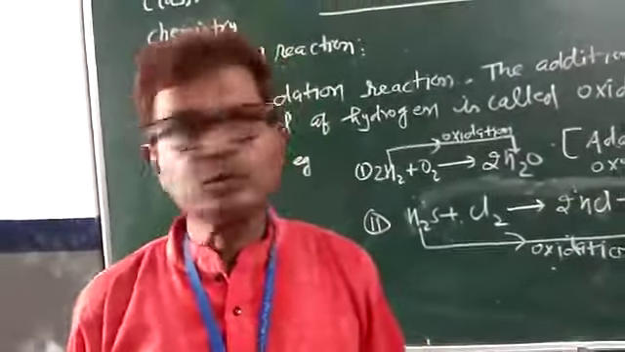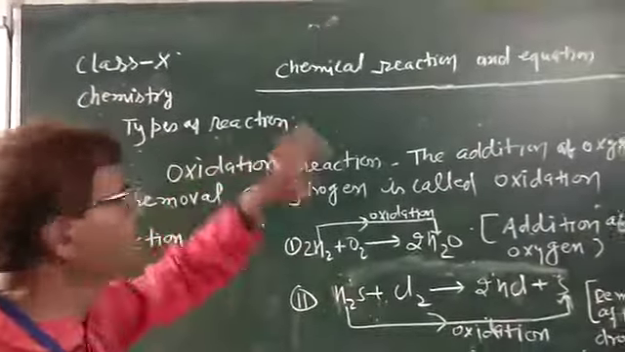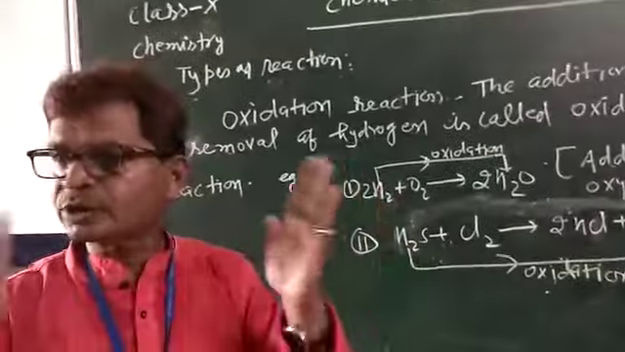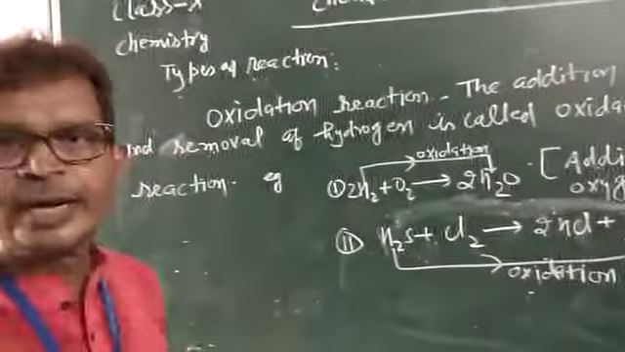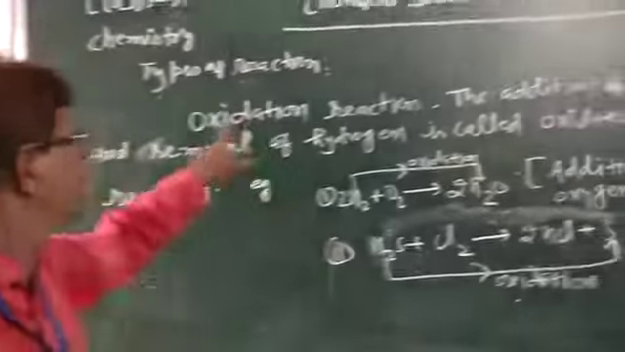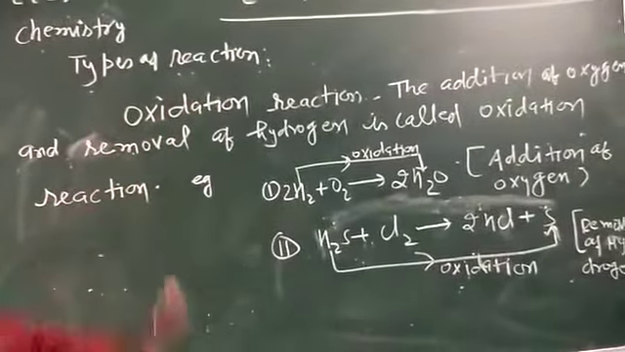Today we are going to talk about the types of chemical reaction, especially redox reaction. It means oxidation and reduction reaction. At first, I would like to discuss with you the oxidation reaction.